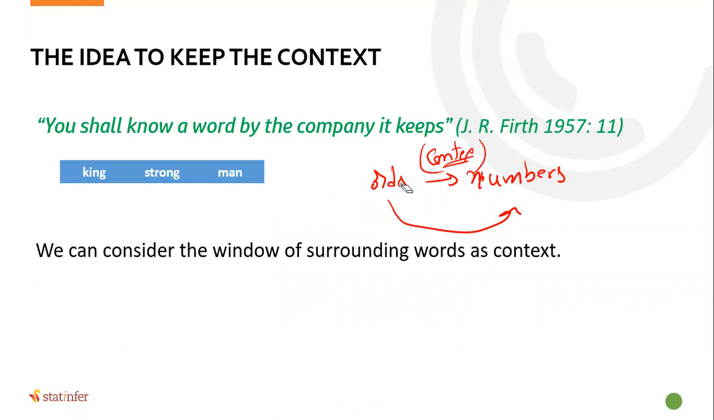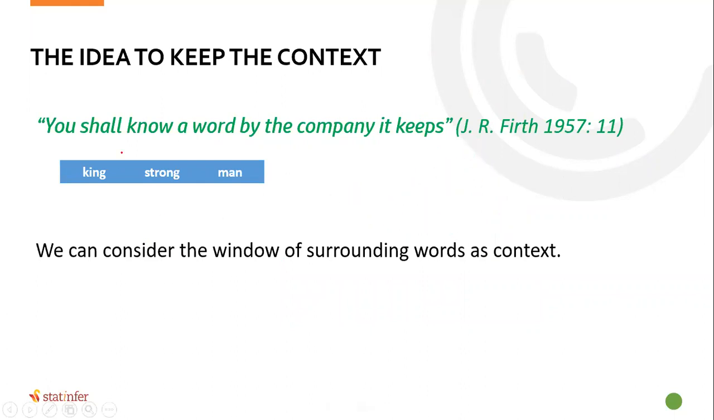Okay, so J.R. Firth in 1957 said that you shall know a word by the company it keeps. What he's trying to say is context. If you give me context, then you will get to know the true meaning of the word. Okay. King, strong man. Basically, king is a strong man.